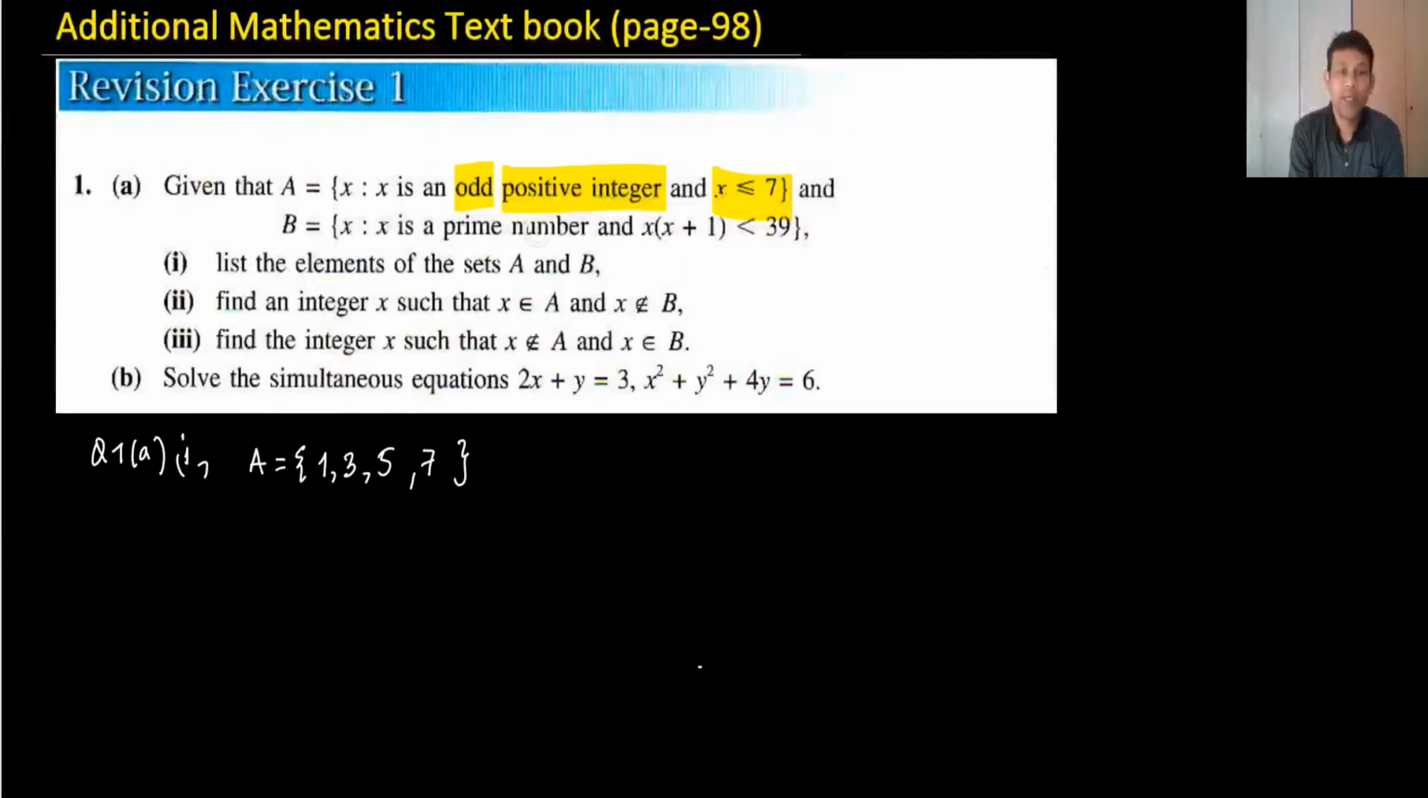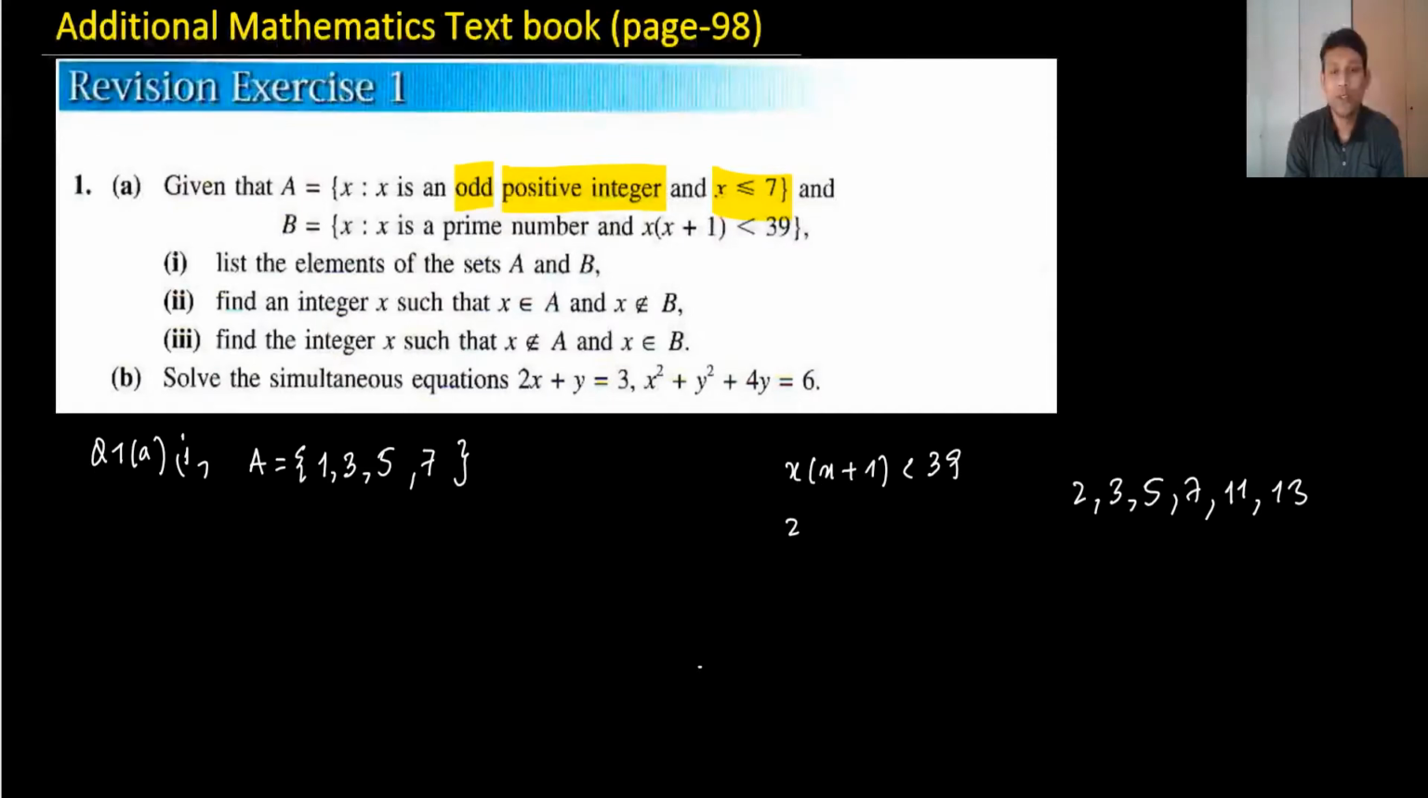And B is the prime numbers, where x plus 1 times x is less than 39. We have x is a prime number. Prime numbers are those numbers which are divisible only by itself and 1. So the prime number list we can write is 2, 3, 5, 7, not 8, not 9, not 10, not 11, then 13. These are the prime numbers which are divisible only by themselves, or which do not come in any other table. So we can test from 2.